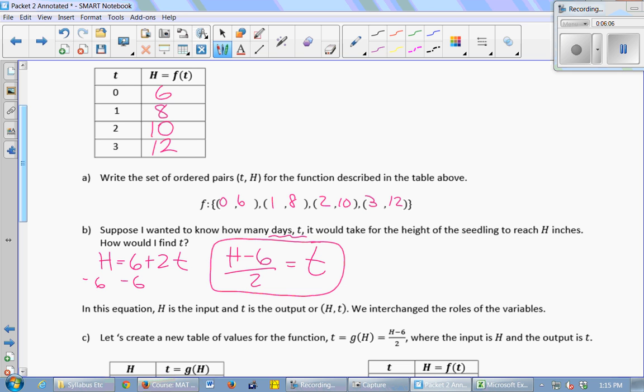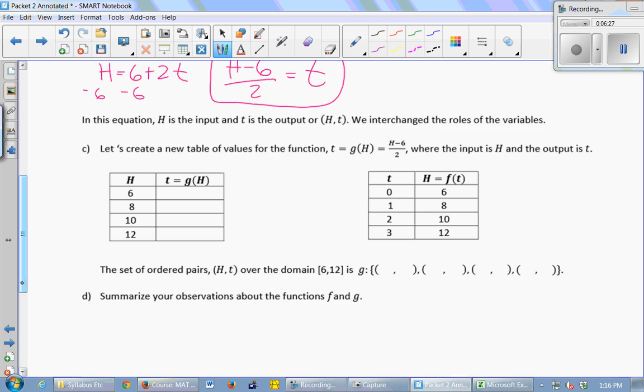So in this equation that we just came up with, h is now the input, right? H is now the input and t is the output, or h comma t's if I was going to graph it. I interchanged the role of the variables. What used to be the output, the height, became the input.